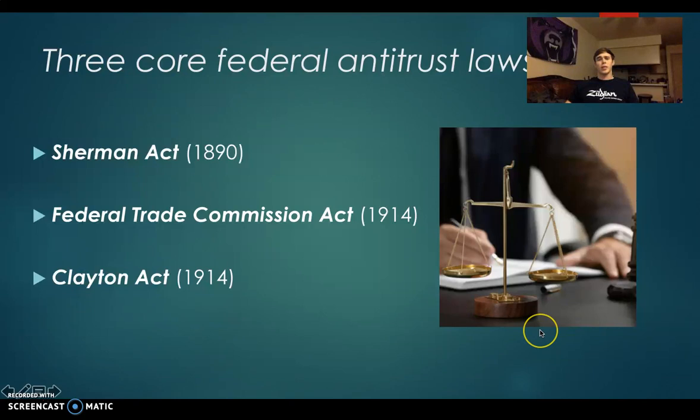So antitrust laws have three main components. There are three pieces of legislation that make up what we know as antitrust laws. The first was established in 1890 and is referred to as the Sherman Act. There's the Federal Trade Commission Act, which was established in 1914. And there's also the Clayton Act, which was also established in 1914.